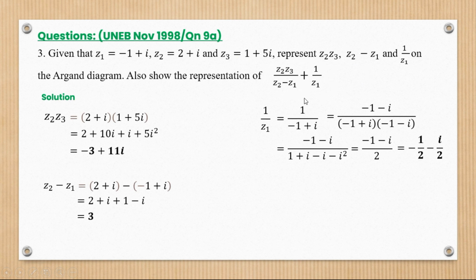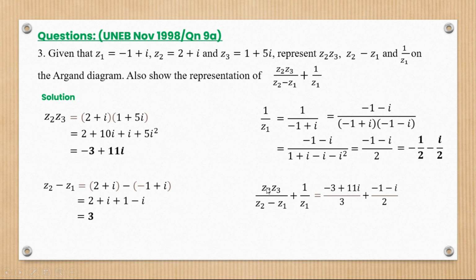So now we've dealt with these three, and then right now we'll also be asked to represent this on an Argand diagram. Now the good thing with this is it's basically repetition. So we have the value that we got from z2 times z3 over z2 minus z1 plus 1 over z1. So we're just going to represent the values that we've actually found there. So we're going to substitute in the values.